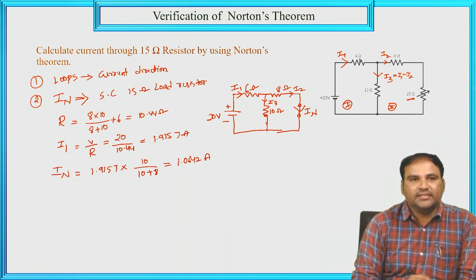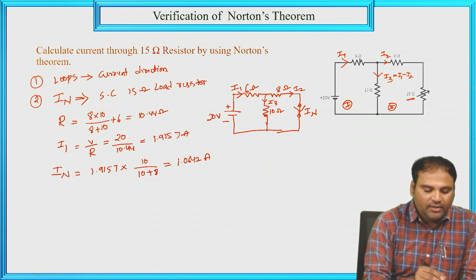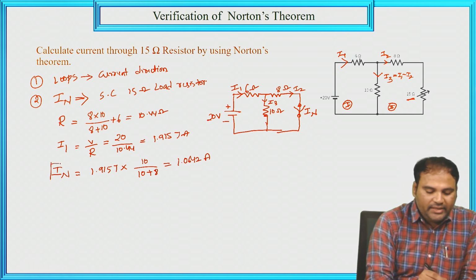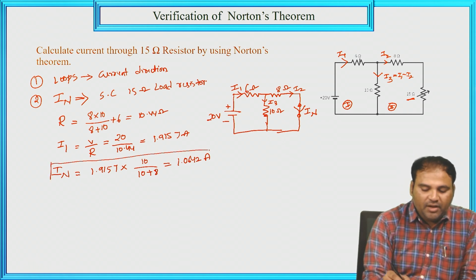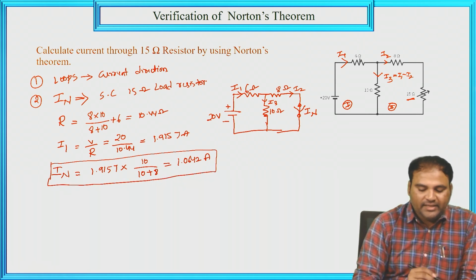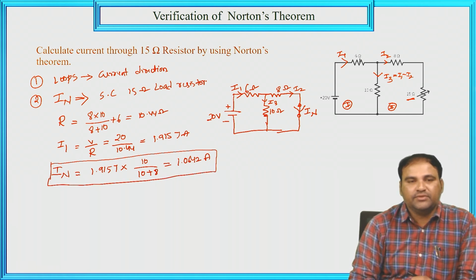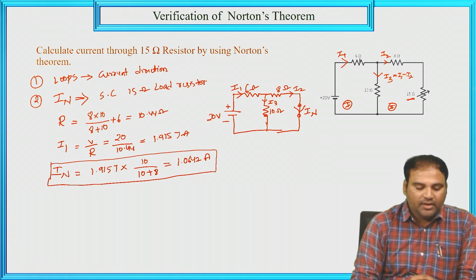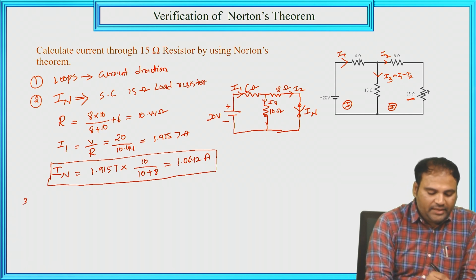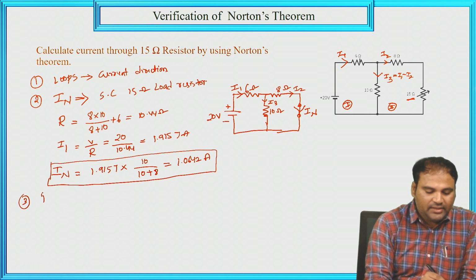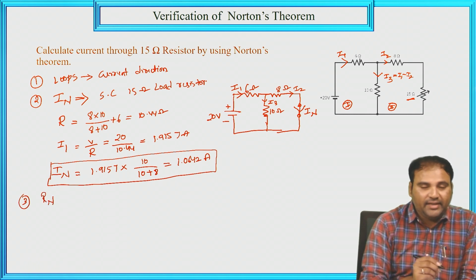Okay. This is step number 2. Now here the total voltage is replaced by Norton's current IN. So IN is equal to 1.0642 amperes. So this is step number 2. Now step number 3. Step number 3 is the calculation of Norton's resistance.